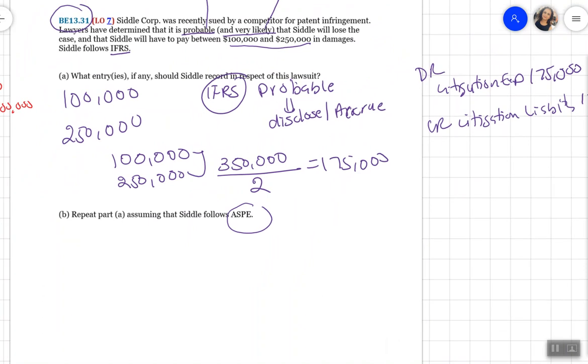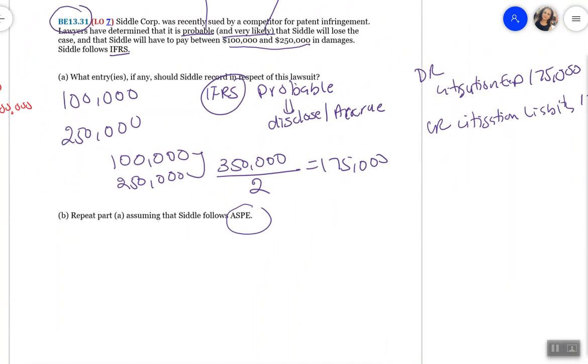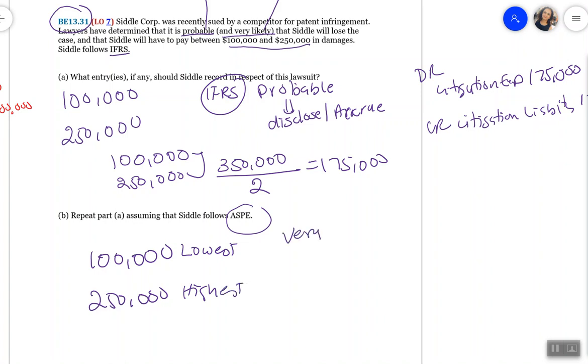Now, what is the difference between the two? The only difference is how much amount should be accrued. Everything else will be the same. So if the company was following ASPE, this is going to be my lowest amount that I'm going to lose, and this is the highest amount that I am going to lose. Now the word is very likely. If it's very likely, we are going to lose it, so we have to disclose it.